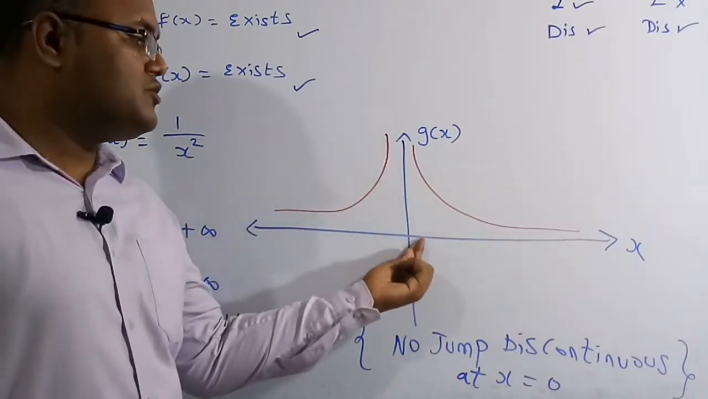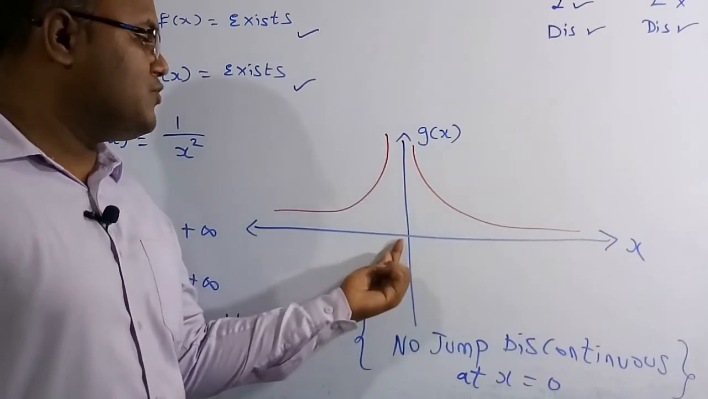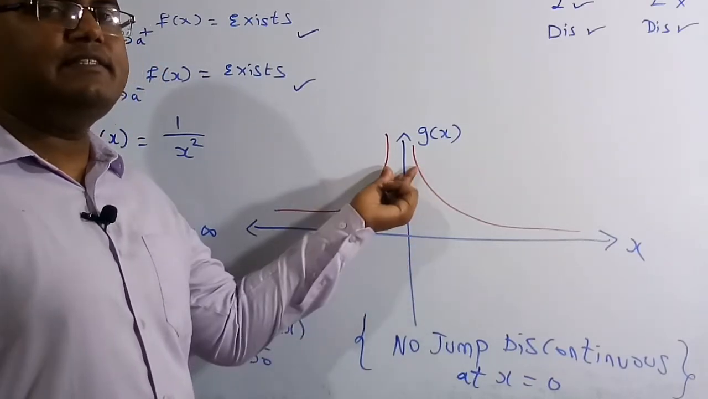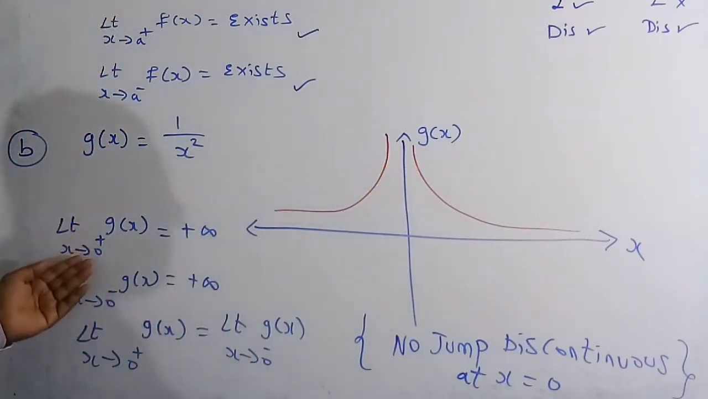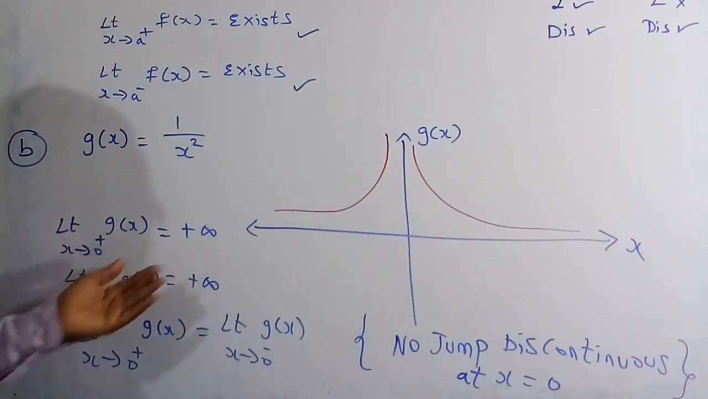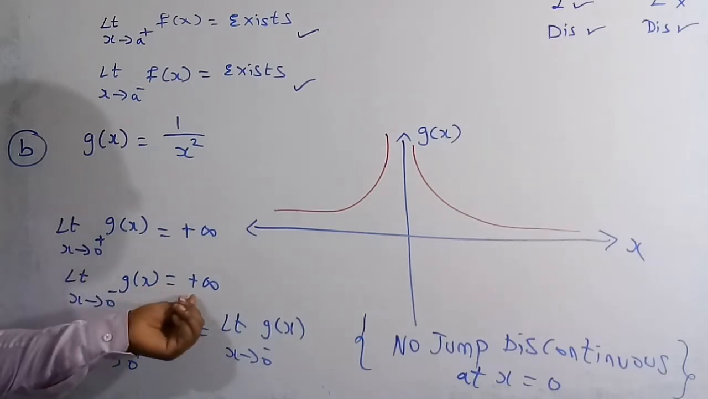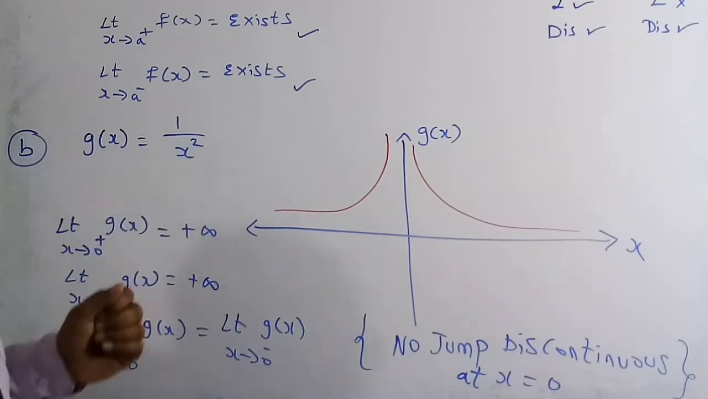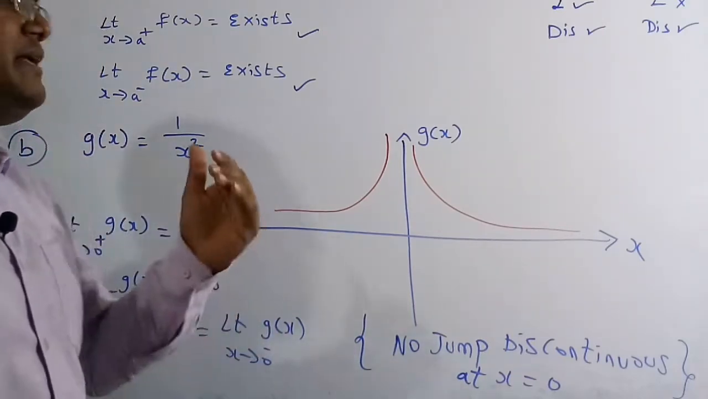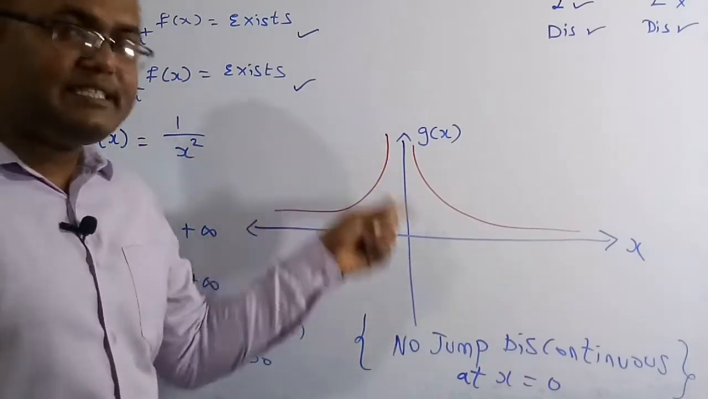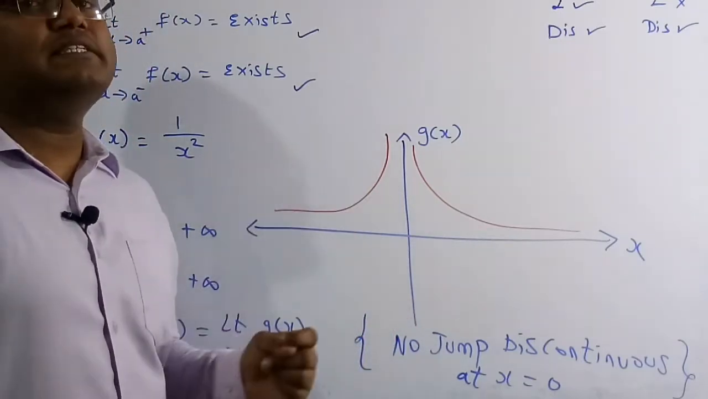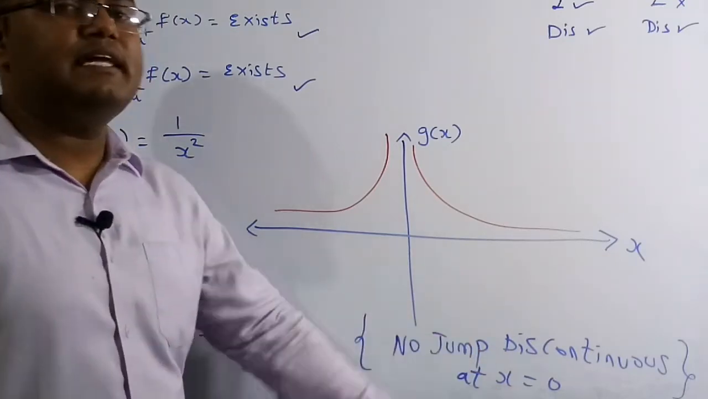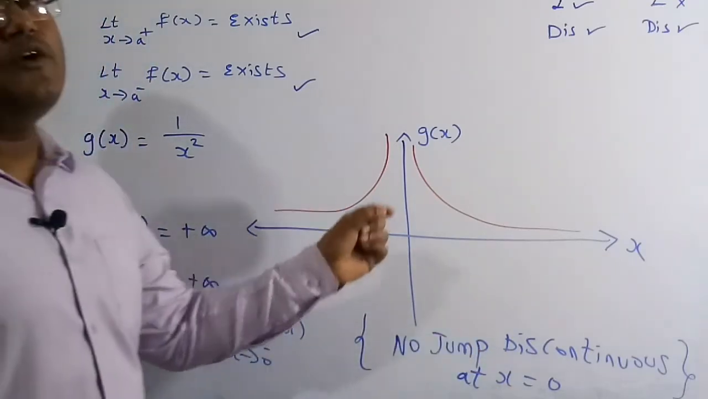If you take x equal to 0 plus, its value is plus infinity. If you go for x equal to 0 minus, we are going to get the same value, plus infinity. So the limit as x tends to 0 plus is plus infinity and the limit as x tends to 0 minus is again plus infinity. So both the limits are equal. So we can say that the right hand limit is equal to the left hand limit, which means the limit is defined. Even though the function is discontinuous, there is no jump discontinuity. So there is no jump discontinuity present at x equal to 0 because the limit exists.